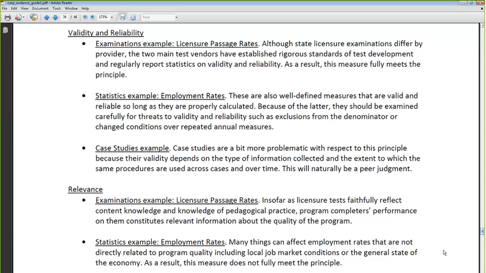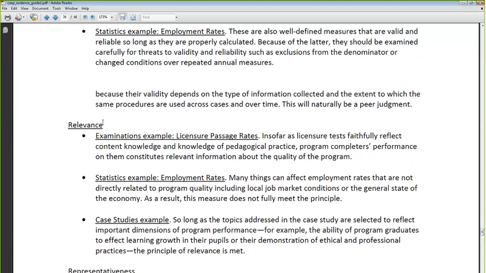So let's look at relevance, for example. One of the things that CAPE has often said is that one way to establish relevance is to talk about the relationship of the approach, instrument, assessment, case study to the standard itself. And so here, in the case study example, Ewell is suggesting that relevance is established by relating specifically to an important dimension of program performance.